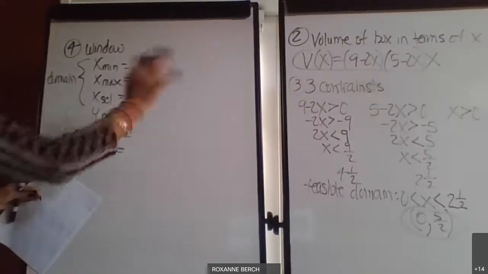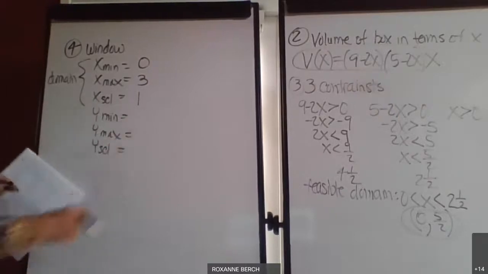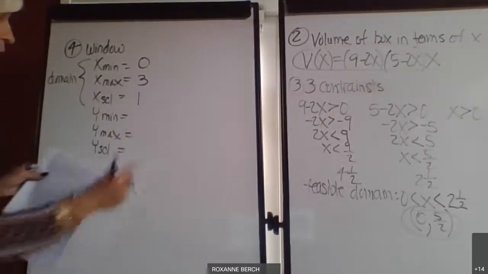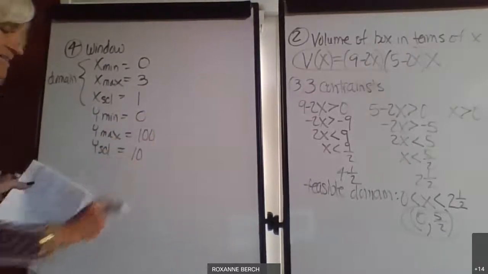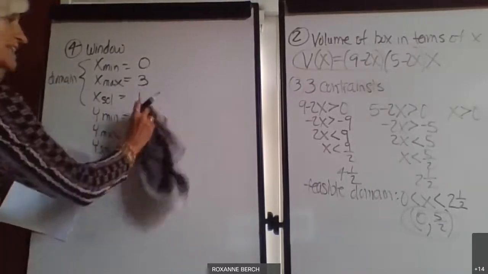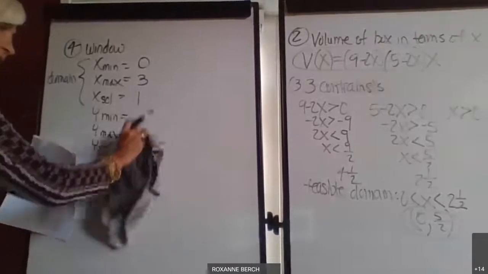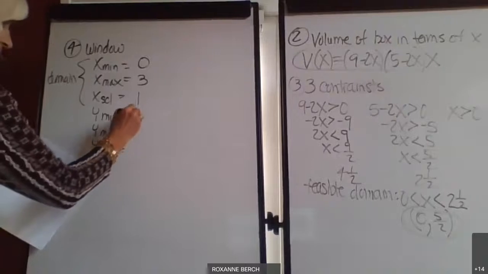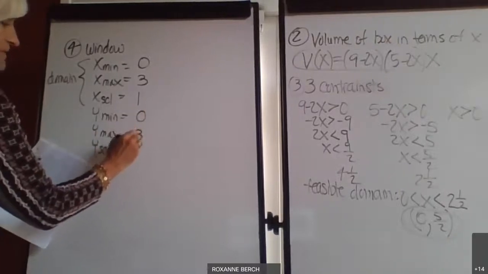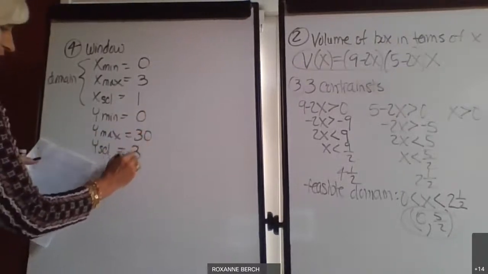The Y is another story. So the Y, you're just going to have to mess with this. I'll be honest with you. When I first did this, I went from 0 to 100, counting by tens, because I'm trying to capture the graph in my viewing window. So you have to mess around with this. And what I decided was I'm going to go from 0 to 30, counting by threes.